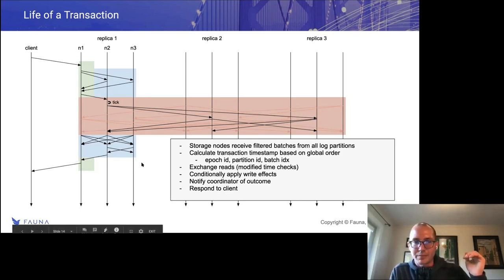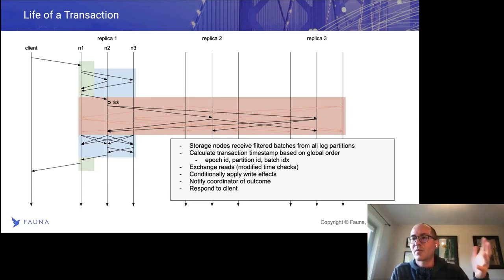So once we've gotten to sequencing, at that point, storage nodes can move on to actually applying transaction effects. Again, in our example with the two document transaction, we have to recheck the last modified time of each document to make sure that the document hasn't been modified between when the coordinator originally read it and determined the tentative write effects. And this is in serial order. In other words, we're using Calvin to perform optimistic concurrency control.